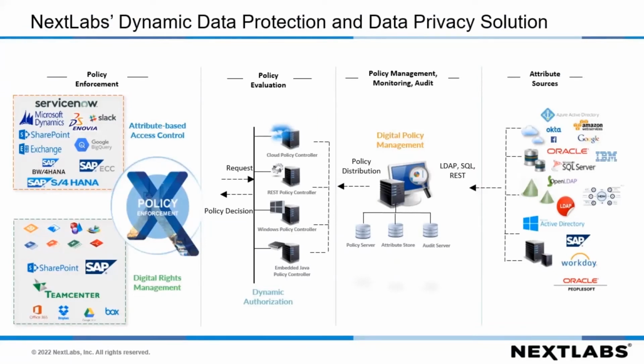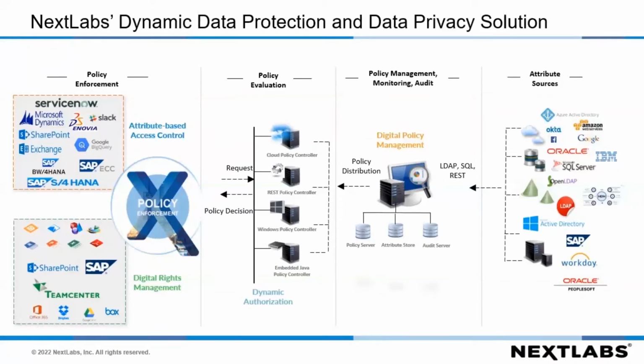There's the attribute sources, where information about the user, this could be identity, authorization systems, or the data itself, or the networks. All of these are potential attribute sources. They feed into our policy management, monitoring, and audit, where the policies are defined centrally. Those policies are then evaluated on different systems where the data is being accessed. And then the policies are enforced, both with the attribute-based access control.